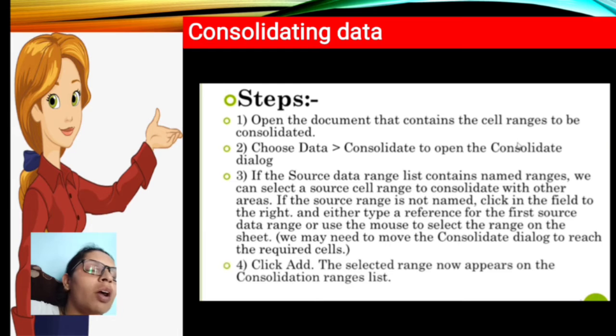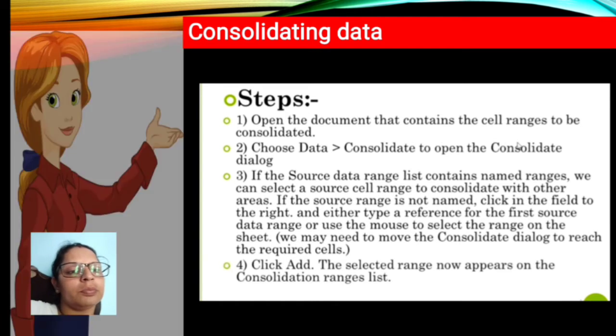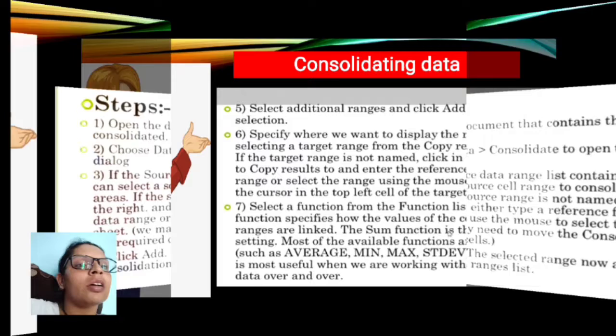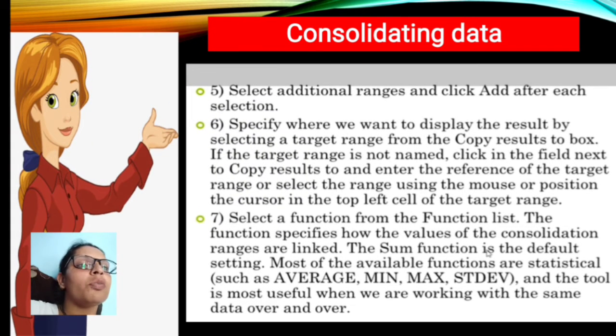Firstly, if you want to make a list, after making the list you select the range. Range means the content you want to add; first select that content. After that click on the Add option. When you click on Add, one dialog box will appear. After that we select the additional range and click Add after each selection. After one selection, we add the other additional range. Means the range of our second worksheet we will select.